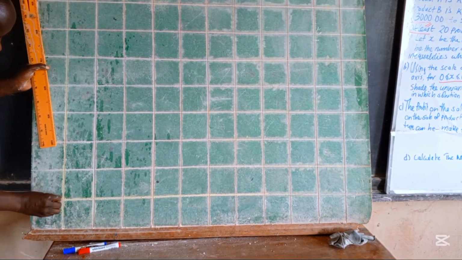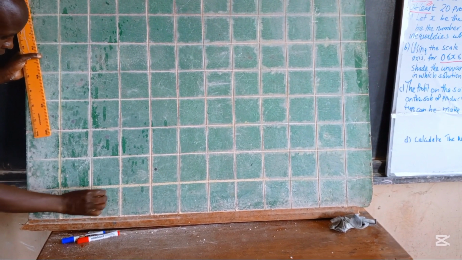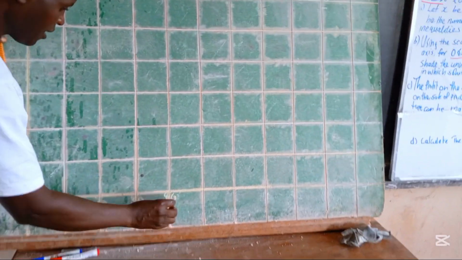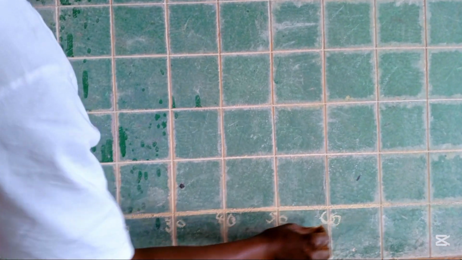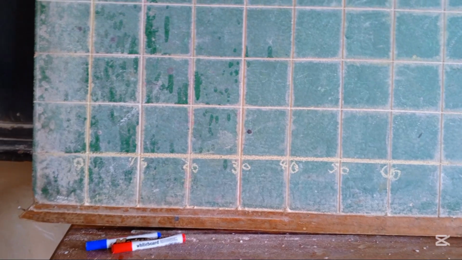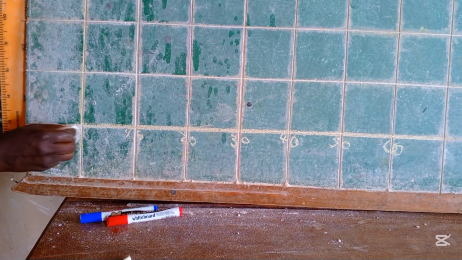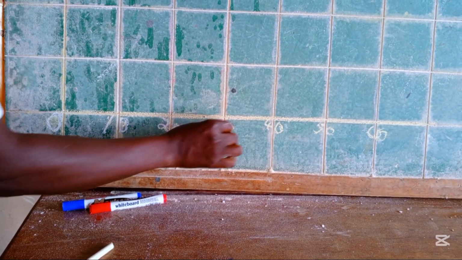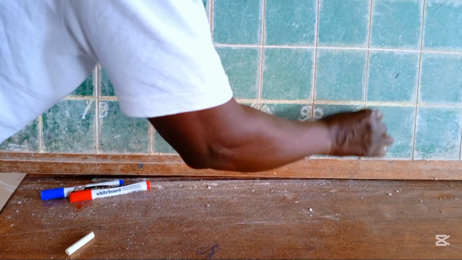I'll do it like this. This is 0, this is my 10, 20, this is my 30, this is my 40, this is my 50, this is my 60. Let's hope they allow me to use the white chalk. So this is 0, this is my 10, this is my 20, this is my 30, this is my 40, this is my 50, this is my 60.